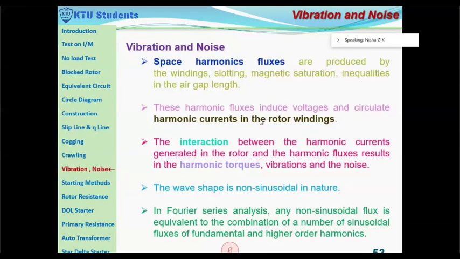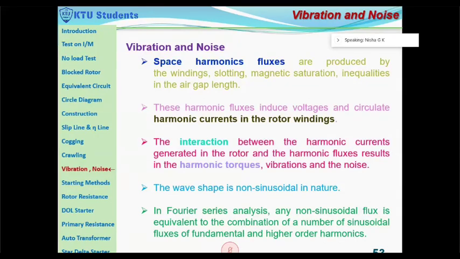The space harmonic fluxes are normally produced by the windings, slotting, magnetic saturation, and inequalities in the air gap. These harmonic fluxes induce voltages and circulate harmonic currents. Again, the interaction between the harmonic currents and the harmonic fluxes will result in harmonic torques and vibrations. And mainly this is due to the non-sinusoidal nature.